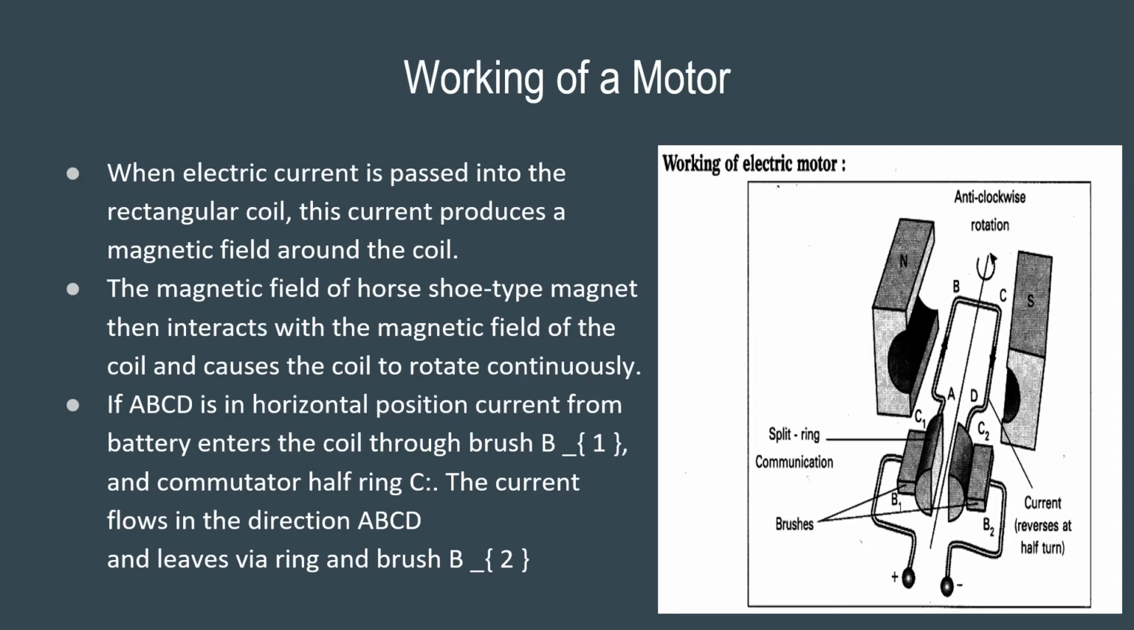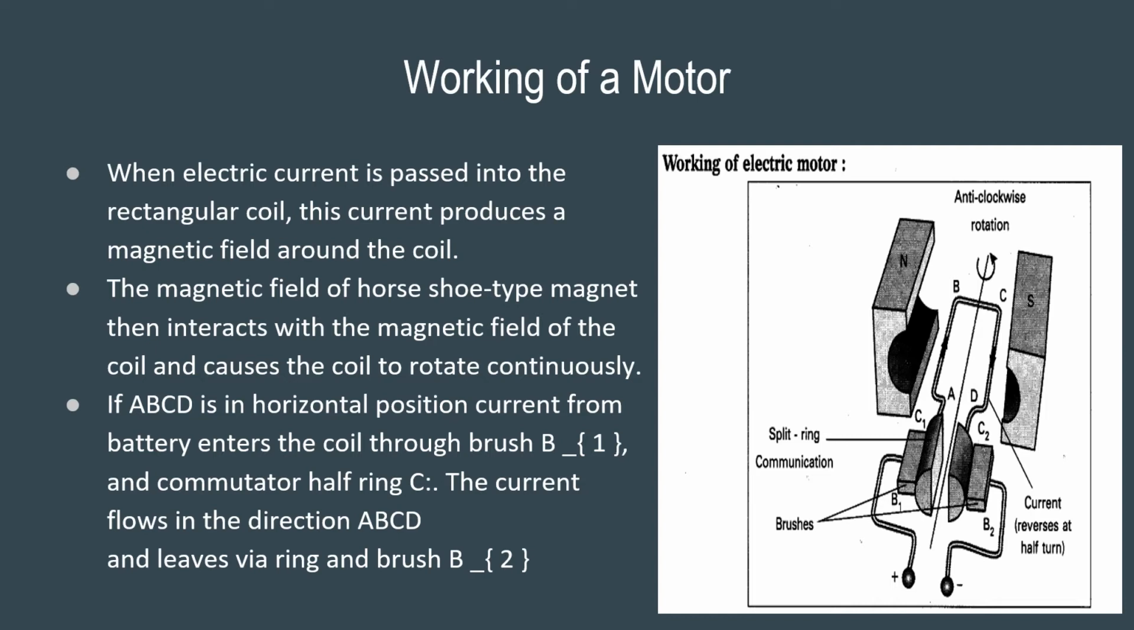After half rotation, when the coil goes beyond the vertical position, the side CD of the coil comes to the left side, whereas the side AB of the coil comes to the right side, and the two commutator half rings automatically change contact from one brush to the other. So after half rotation of the coil, the commutator half ring makes contact with brush P1, whereas the other commutator half ring makes contact with brush P2. This reverses the direction of the current in the coil.